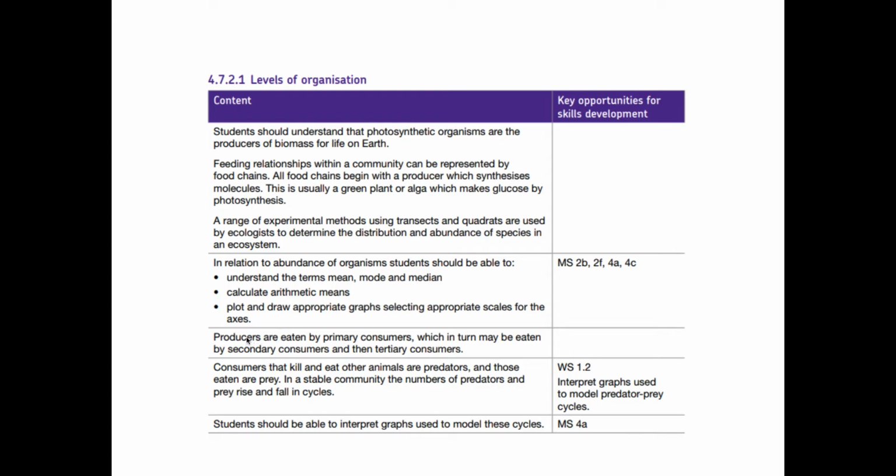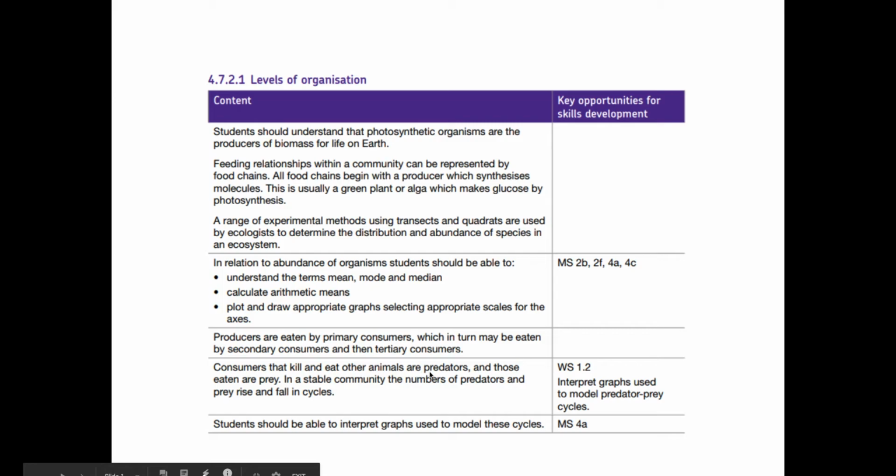So the order of things: producers are eaten by primary consumers, so perhaps grass eaten by the cow. The cow is then turned into food, or we drink the milk. That would make us the consumer there. But you might have a food chain of organisms where the photosynthesizing organism is eaten by something, which is then eaten by something else, which is then eaten by something else. We'll come across an example of that.